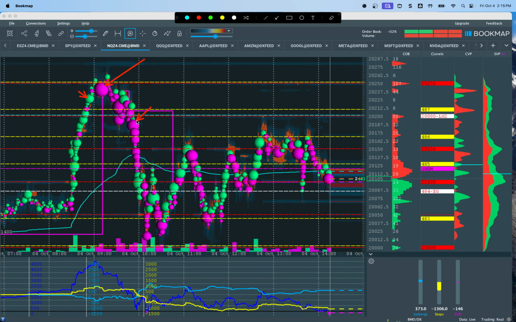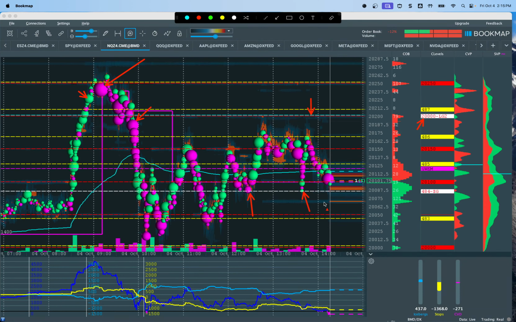As more aggressive sellers come in, price breaks below the NQ 20,000 level. That's also the NQ upper daily expected move and the NDX 20,000 level. Looks like this QQQ 484 level has been support. Later on in the day, it looks like NASDAQ may be heading back down to that level.